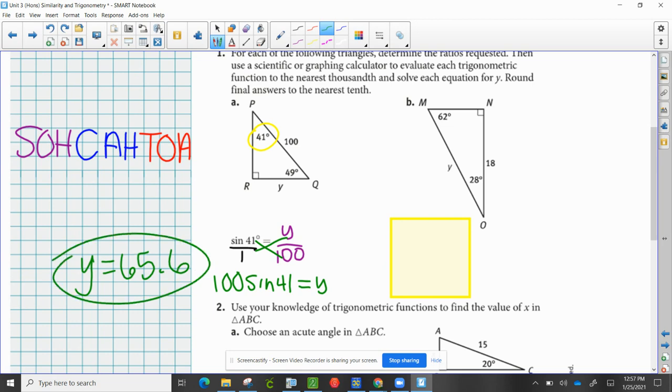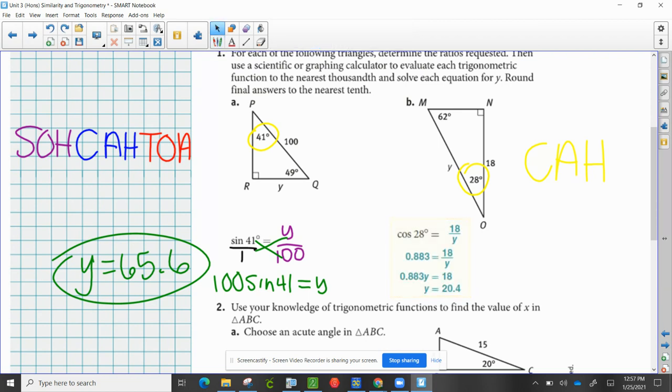Okay. So I'm going to have you guys try B. B wants you to find the cosine of 28 degrees. So the cosine, you're using the CA. So set up your proportion and solve it for y. Okay, if you did it correctly, it should have been cosine of 28 was equal to 18 over y. So they found the decimal here first for cosine, and then again, kind of like cross multiplied this to solve it for y. So 20.4 was that answer.